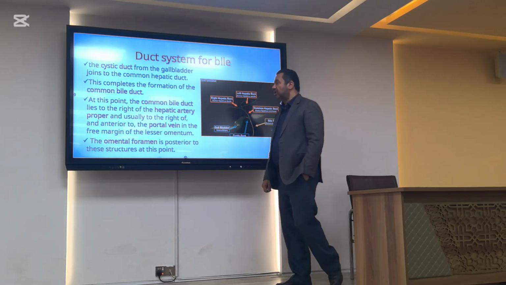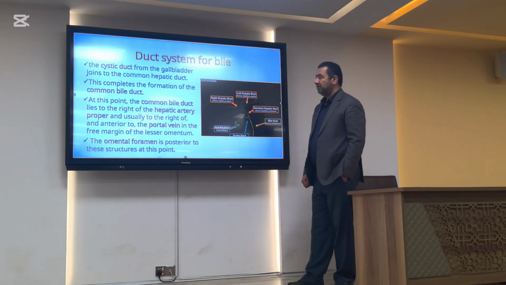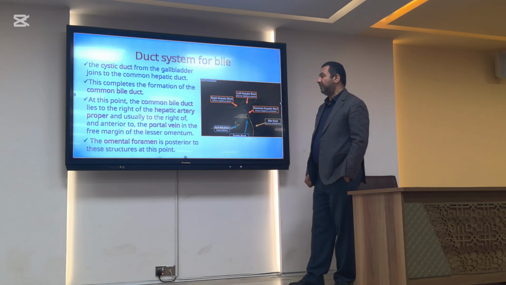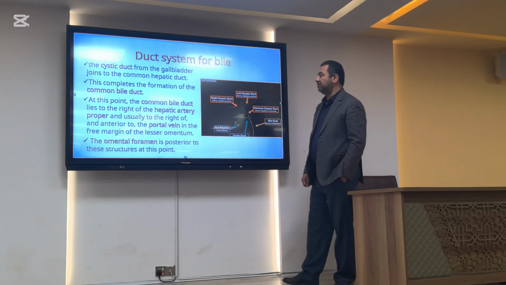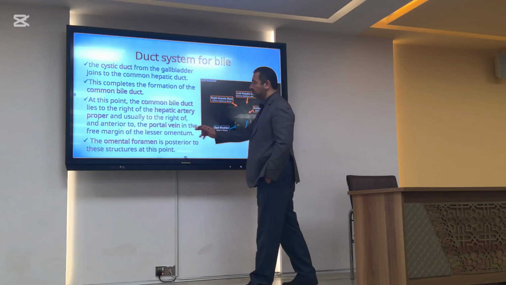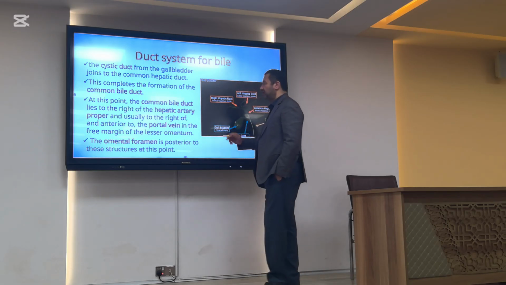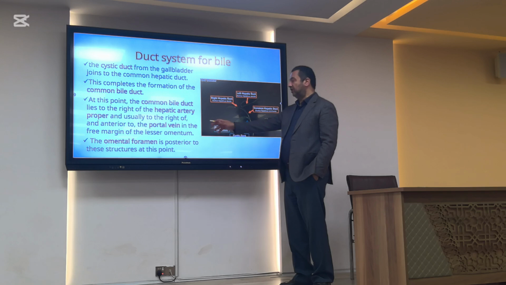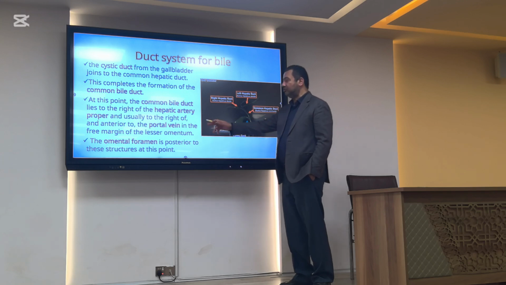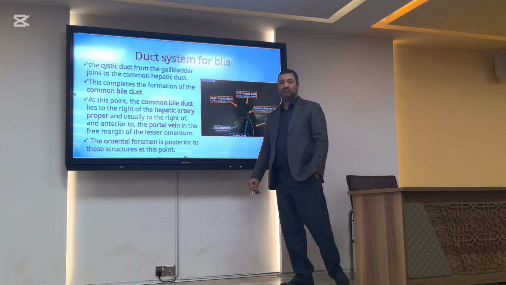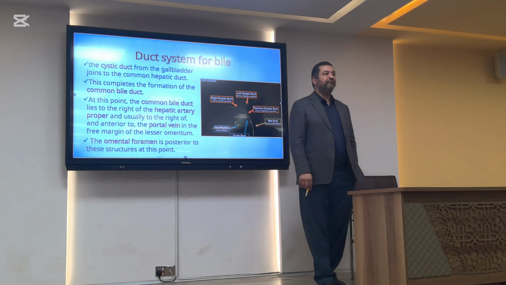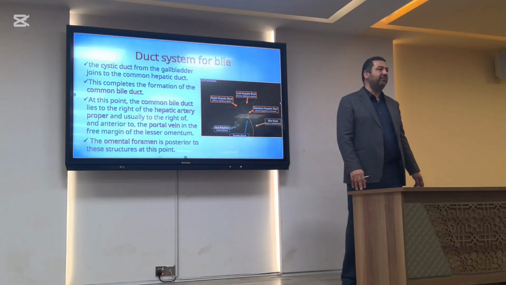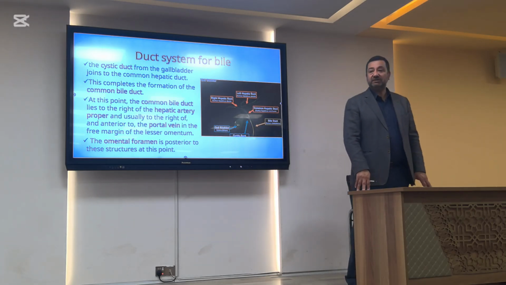At this point, the common bile duct lies to the right of the hepatic artery proper, and usually to the right of and anterior to the portal vein in the free margin of the lesser omentum. The omental foramen is posterior to these structures at this point. Another name of the omental foramen is Winslow's foramen.